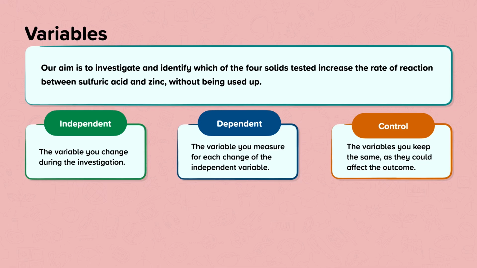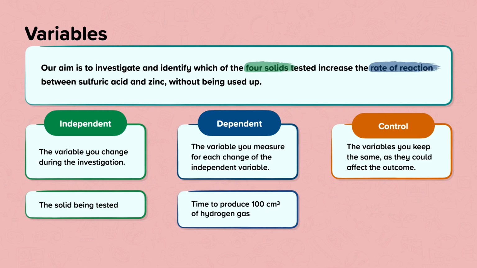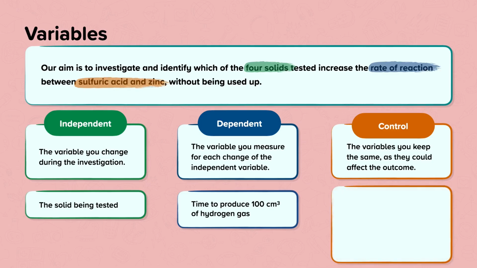So in this experiment, the independent variable is the solid being tested. The dependent variable is the time it takes to produce 100 cm³ of hydrogen gas. The controls include the volume of sulfuric acid, concentration of sulfuric acid, mass of zinc, and the mass of solid being tested added.